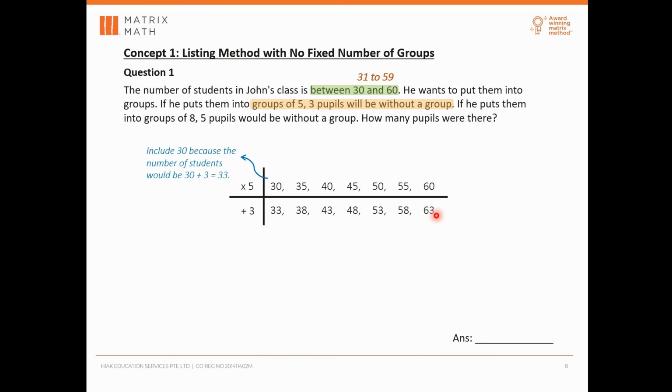Now, in the second scenario, if he wants to put them into groups of 8, he would have 5 without a group. So your surplus or your excess would be 5. So you put plus 5. So this is what I said earlier, 63 is not within the range, so you just cross out 63. It's not a possible answer.